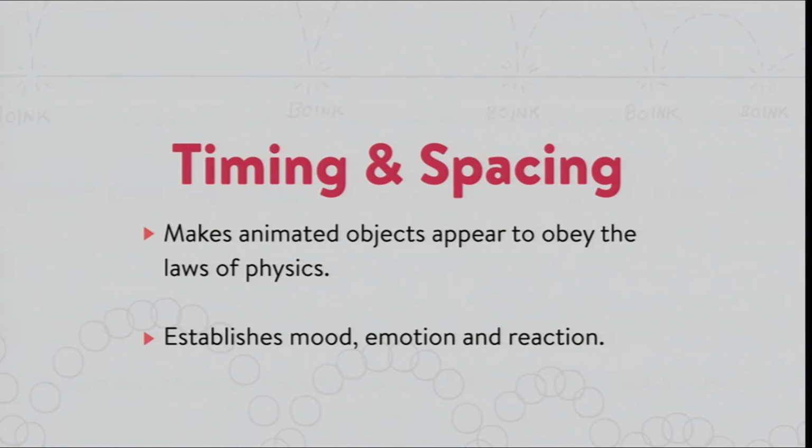So timing and spacing do two really important things, and this is the reason we would look at bouncing balls in excruciating detail. They make objects appear to obey the law of physics. Kind of a good thing. We're all really used to stuff like gravity. It's pretty nice when our interfaces at least reference that. But more importantly for us, it establishes a mood and a reaction.